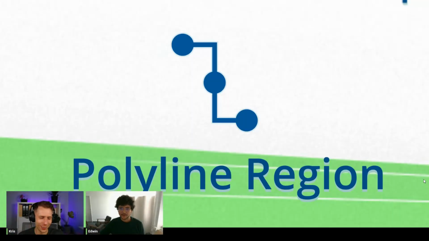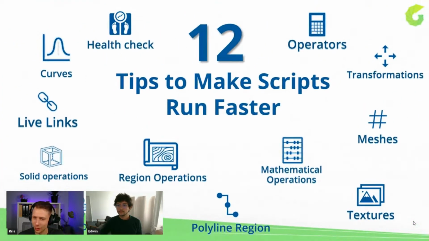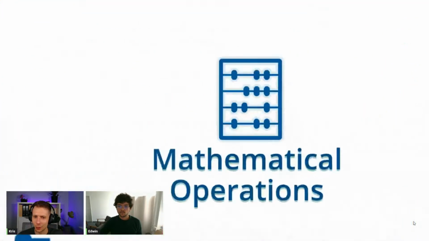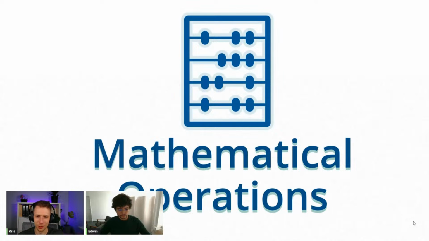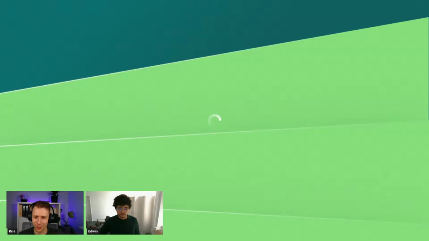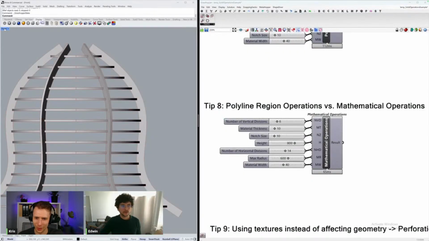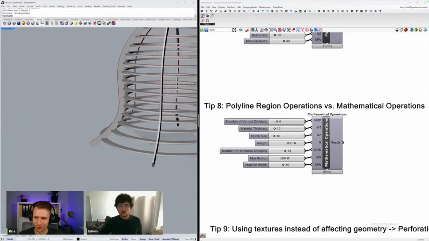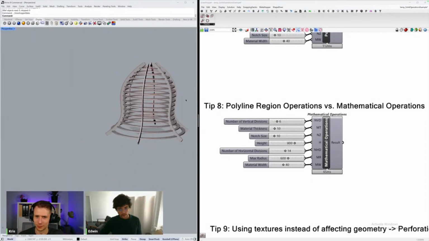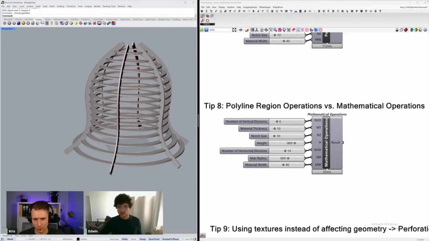Cool. Let's go to the next one. So this one was about the polyline region. And let's go to the fastest one. So we can say that this is the eagle when it compares to operation time. Correct. So then we have polylines, but then we can make it even faster, and that's the mathematical operations.